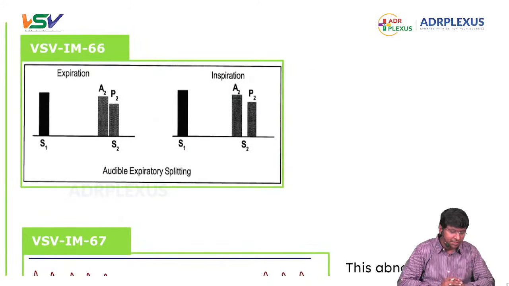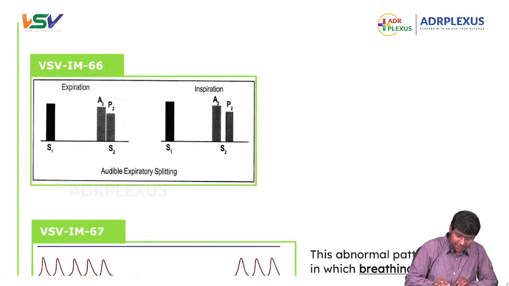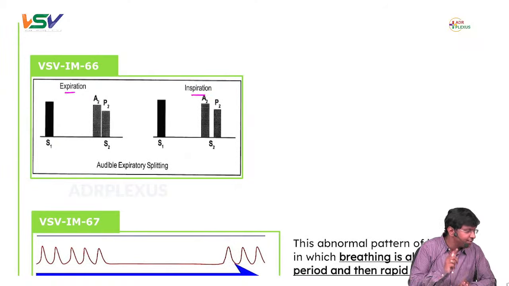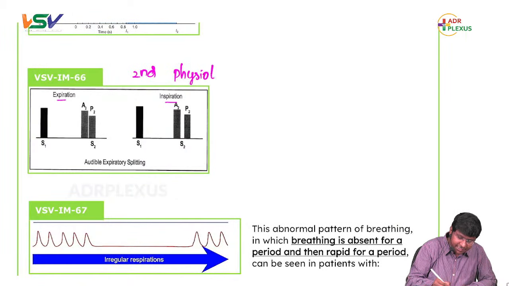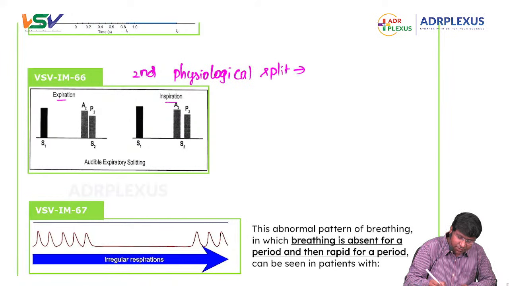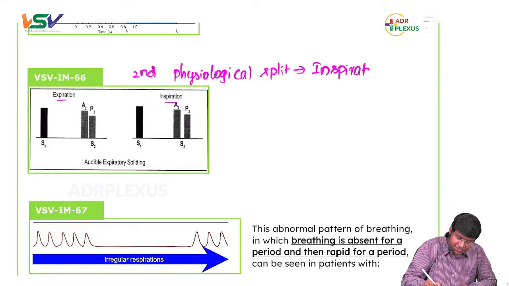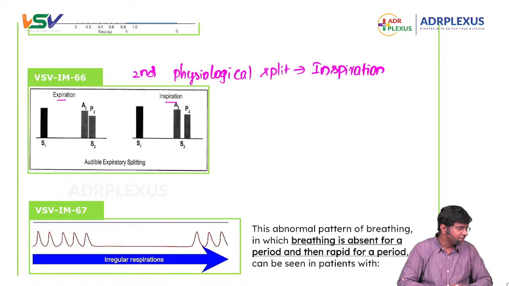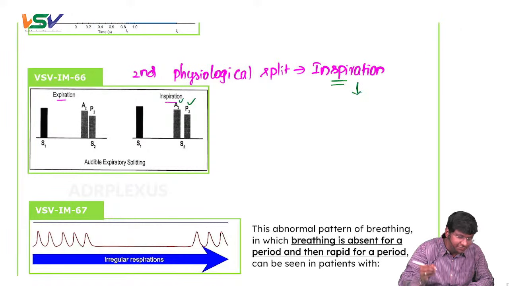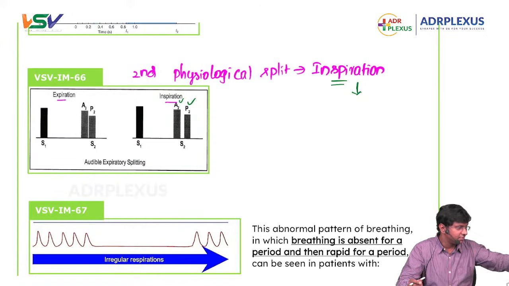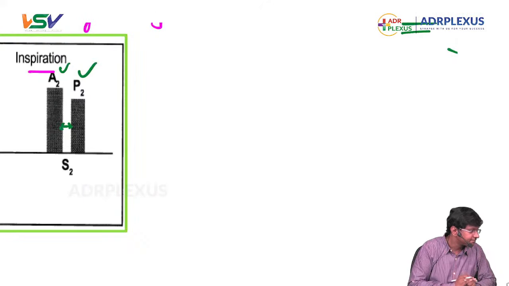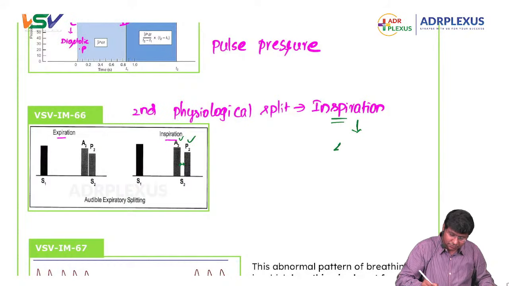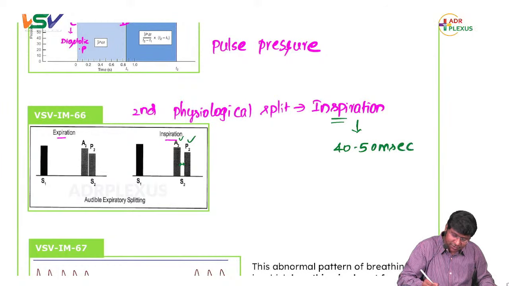Now this is the image I wanted to show you: during inspiration, there is a split in the second heart sound. In the second heart sound you have a physiological split, and that physiological split will be there only during inspiration. Now tell me, what is the duration between A2 and P2 during inspiration? That will be around 40 to 50 milliseconds, and that is the reason why you will be able to listen to this split.